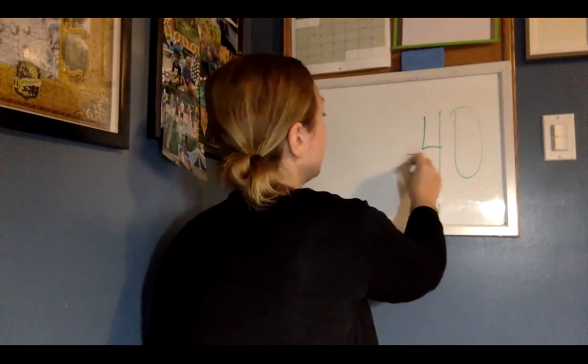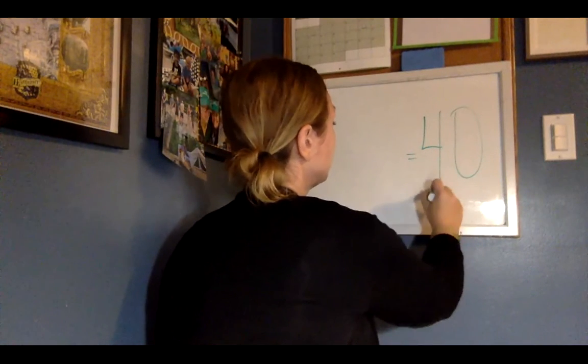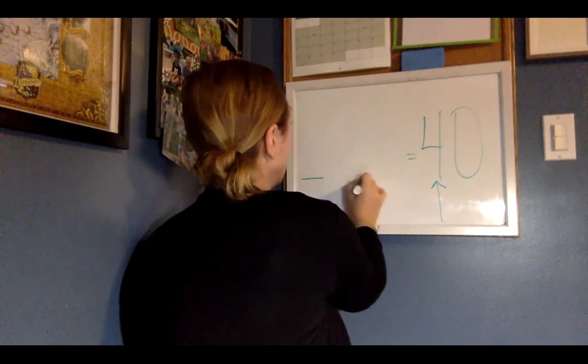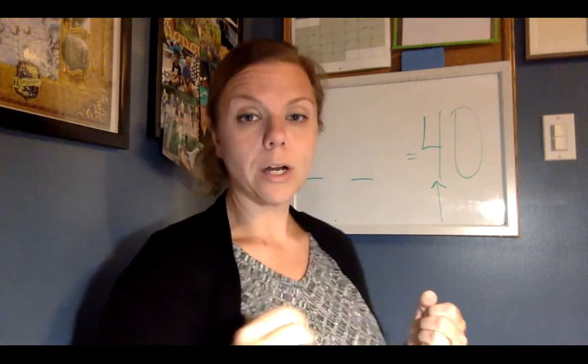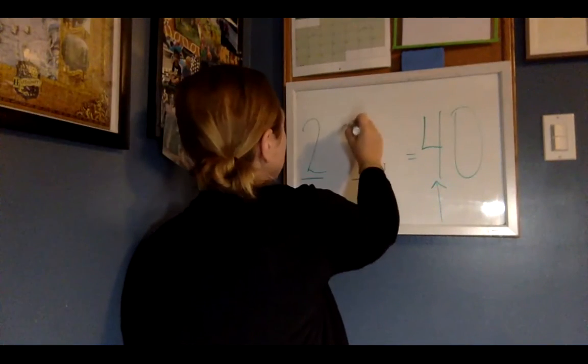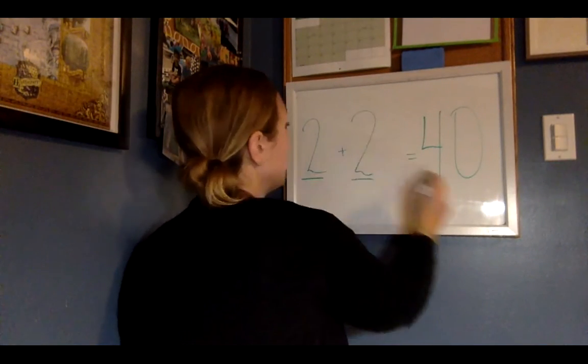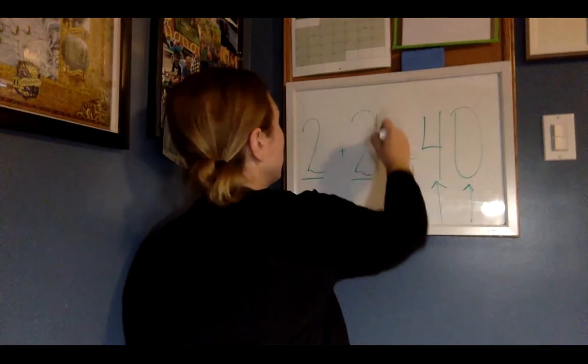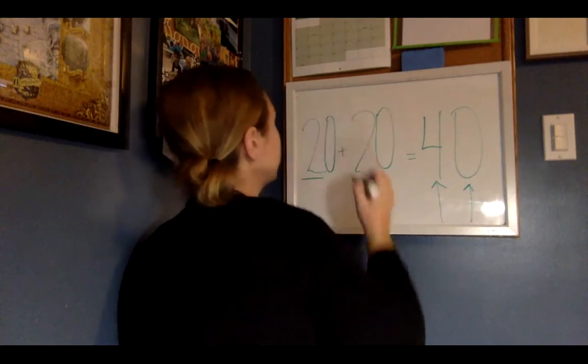So again, let's not get thrown off by this 0. Let's just look at our 4. What plus what equals 4? Try it on your fingers just like we tried with our number rack. What plus what equals 4? 2 plus 2 could equal 4, or 3 plus 1 could equal 4. Let's use 2 plus 2. 2 plus 2 equals 4, but now I need to add my 0 on there. So now I have 20 plus 20 equals 40.